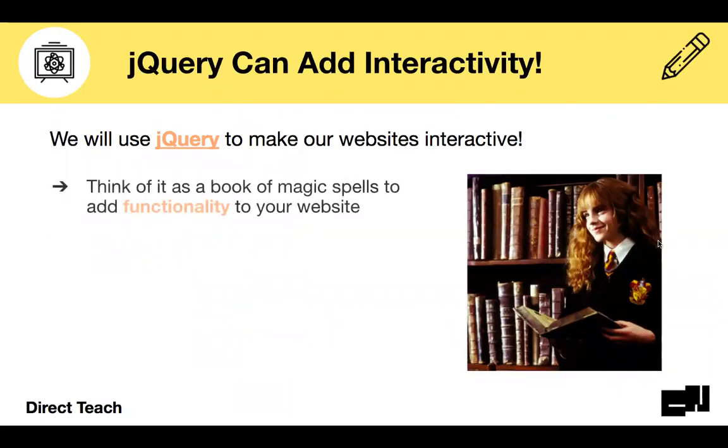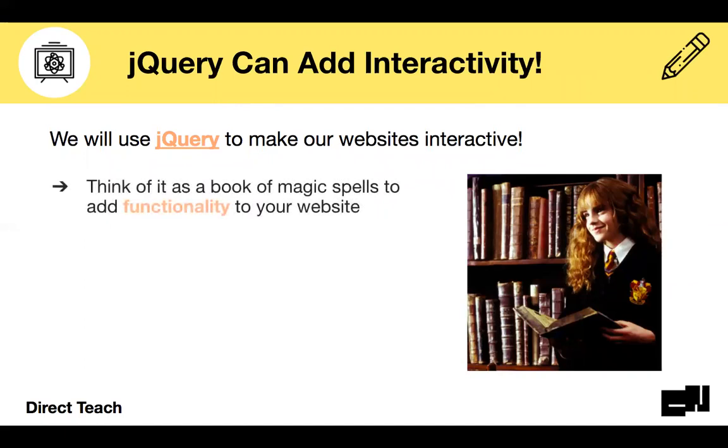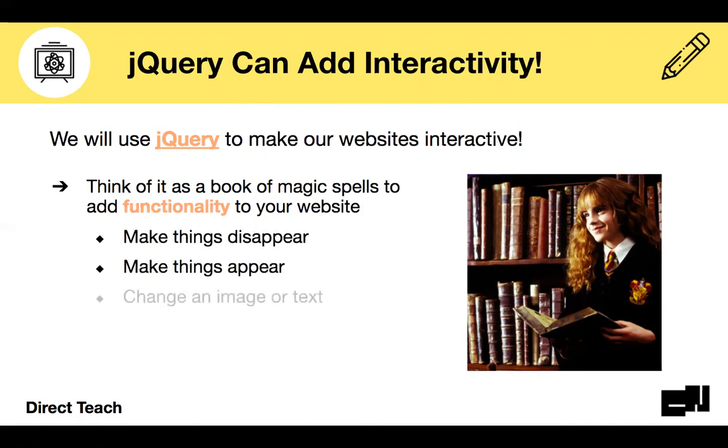So we can add interactivity to our websites by using jQuery. So that interactivity that you saw in the do now was added by jQuery. And you can think of jQuery as a magic spell book that adds functionality to your website. It makes things disappear and make things appear, and it can change an image or a text.